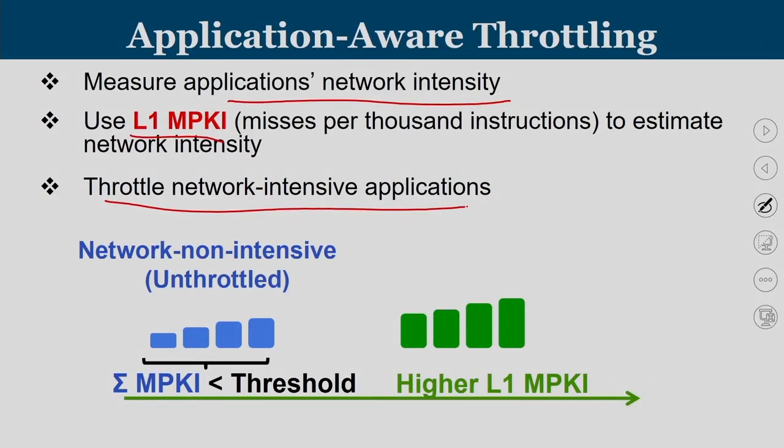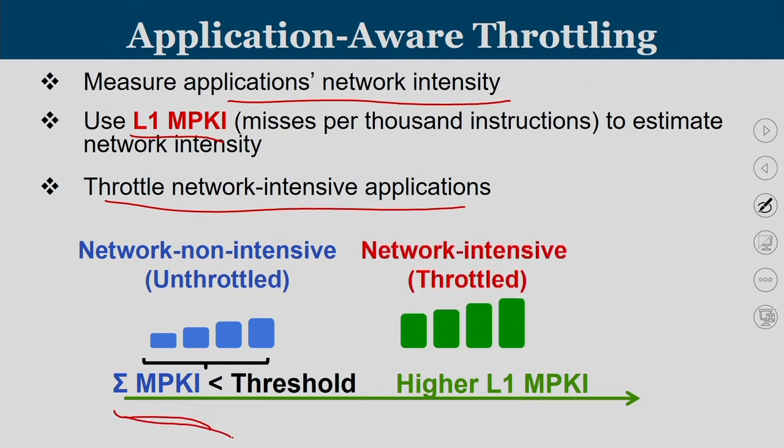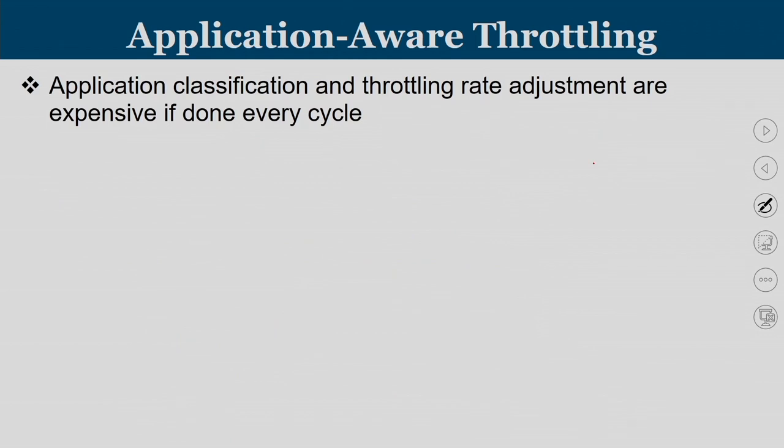Applications are non-intensive if the MPKI of the application is less than a threshold, and applications are called network intensive if the MPKI is larger than a threshold. So, the non-intensive applications are not throttled, whereas network intensive applications are throttled. So, how will you perform application aware throttling? We have to classify applications. Application classification and throttling rate adjustments are expensive if done on every cycle. So, we cannot look at whether every core is injecting more or less at all the cycles.